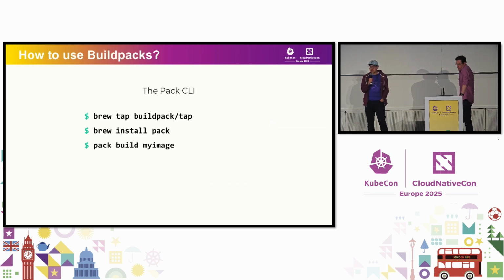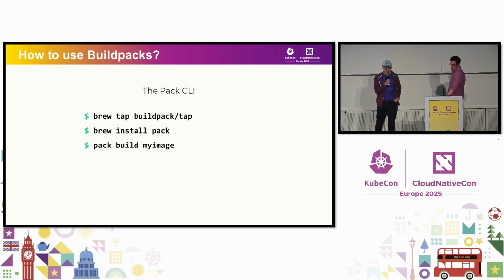That all sounds great. How do you get started? The quickest way to get started is, as part of the project, we have a CLI called pack. You can get that through Homebrew if you're on a Mac or Linux. We also have packages in most of the standard Linux distros, or you can go to GitHub and download it. And you just run pack build in your source tree with the image name, and then it goes off and does a build.